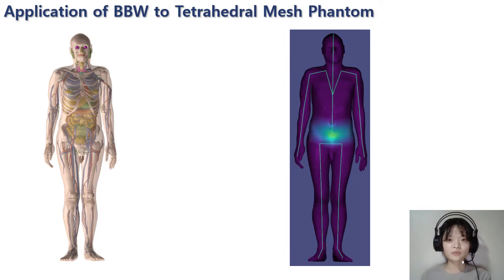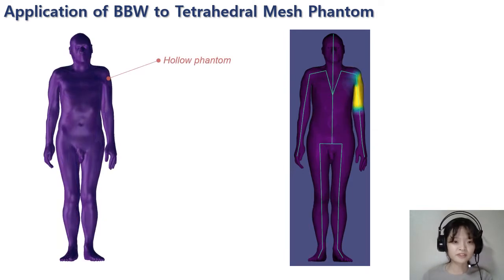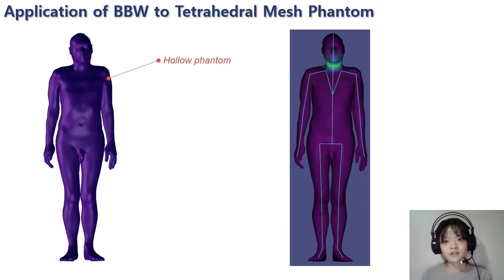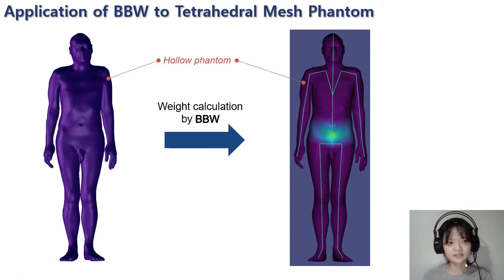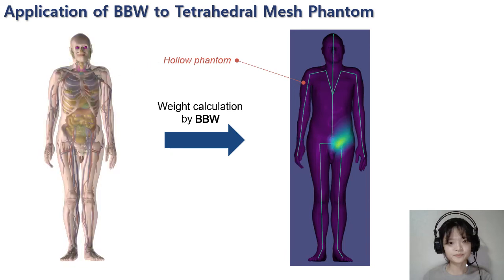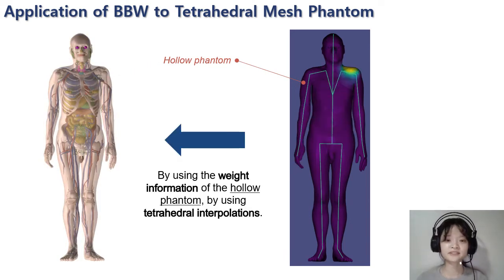To address this problem, we developed a dedicated methodology to use it for tetrahedral mesh phantoms. For this, firstly, we constructed a shell phantom that can cover the whole phantom. Please note that the shell phantom is empty without the organs, so it is just a hollow phantom. Then we calculated the weight for this hollow phantom. What we did next was to use this weight information of the hollow phantom to calculate the weight of the vertices for the whole tetrahedral mesh phantom.